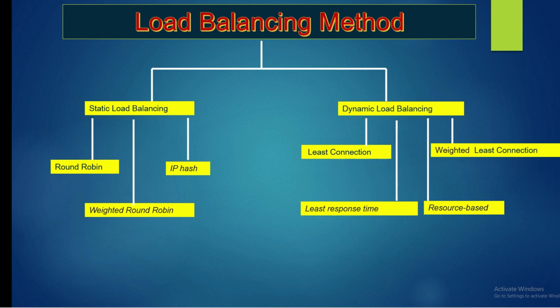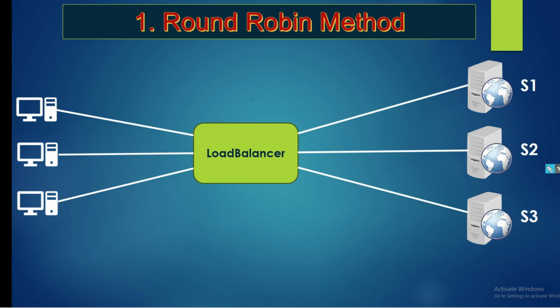So friends, let me show you how these types work. First, I am going to show you round robin. All servers are connected to the load balancer and client PC. Now request 1 from client PC 1 goes to server 1. Then the second connection will hit server 2. Then the third connection will hit server 3. And again the fourth connection will hit server 1. Now the fifth connection will hit server 2. The sixth connection will hit server 3. This is called round robin.